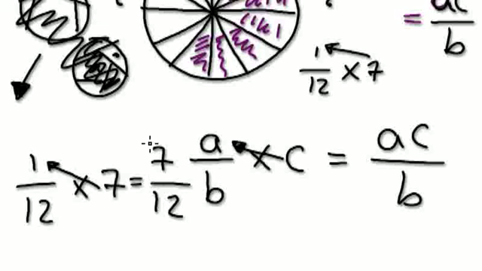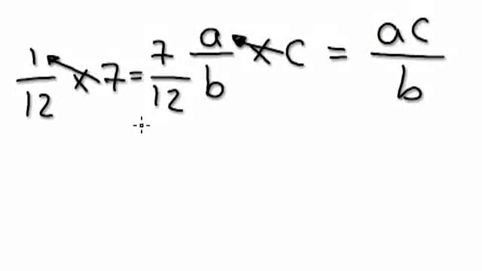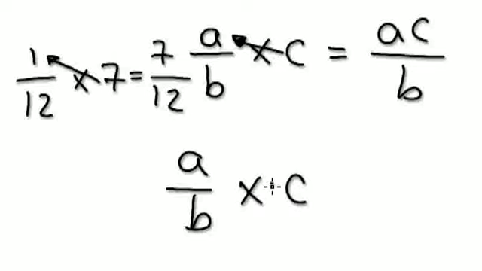So okay, don't worry about this too much. Just remember a over b times c gets multiplied to the top. Okay, don't worry about this too much. Let's call it a day here.